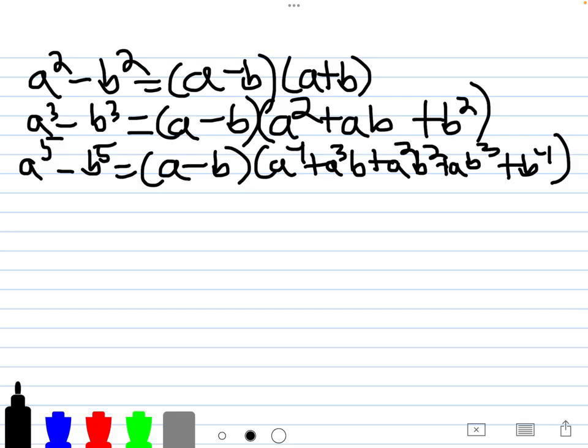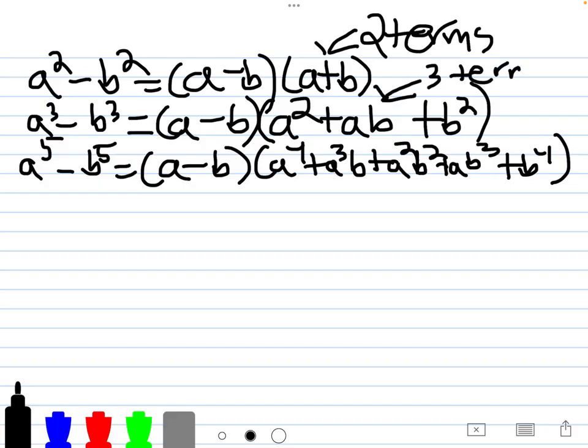Let's also look at how many terms are in each second factor. In our a squared minus b squared example, we had 2 different terms in the second factor. In our cubed example, we had 3 terms in the second factor. And in our a to the power 5 minus b to the power 5 example, we had 1, 2, 3, 4, 5 different terms in our second parentheses.